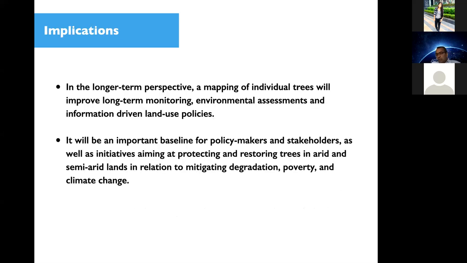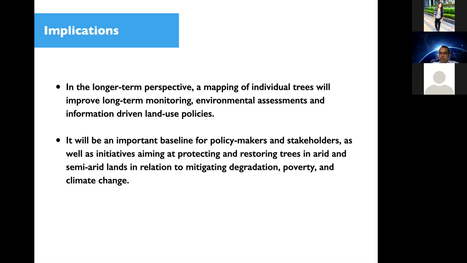And in the long term, a mapping of individual trees will improve monitoring, environment assessment, and information-driven land use policy. Like we already did it at more than a country scale. So 1.3 million square kilometers is 3 times the size of Germany. And in the future, we can easily do these kinds of studies at a continent or even at a global scale. So we can have a map of individual trees worldwide.